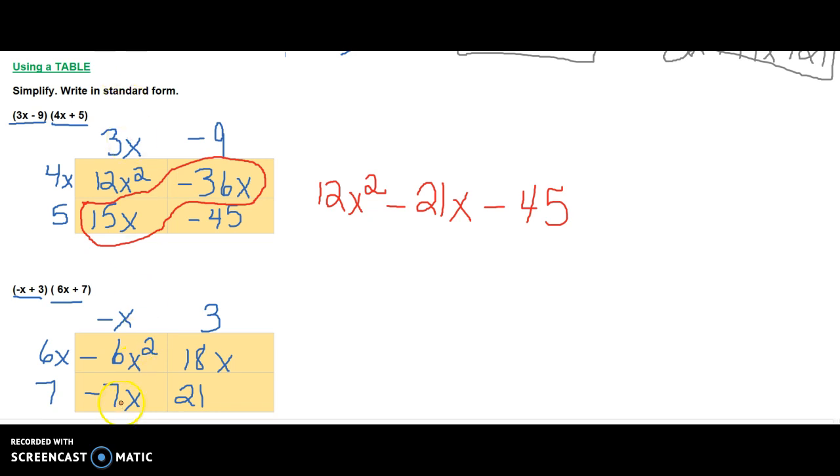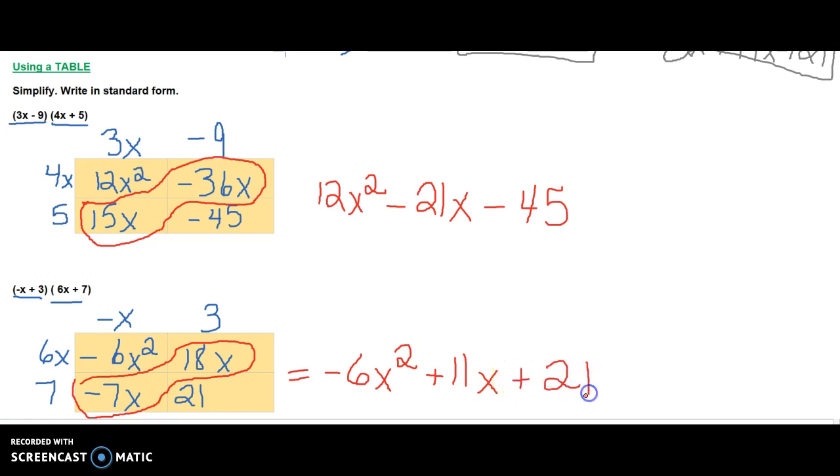Again, these two boxes are like terms, so we can rewrite our answer as negative 6x squared plus 11x plus 21.